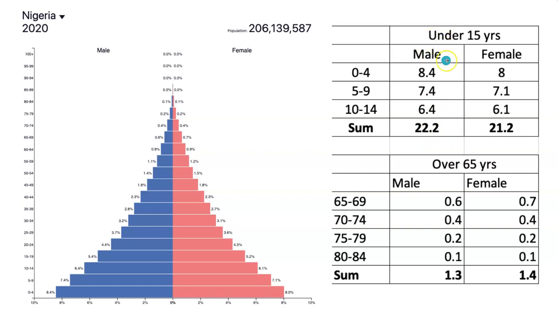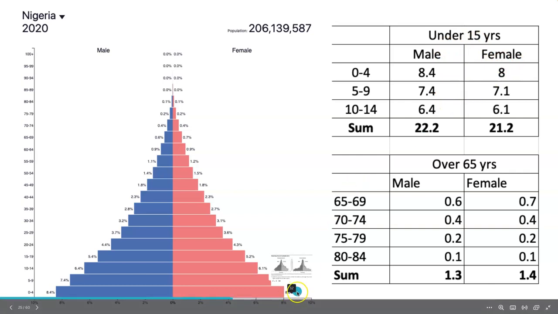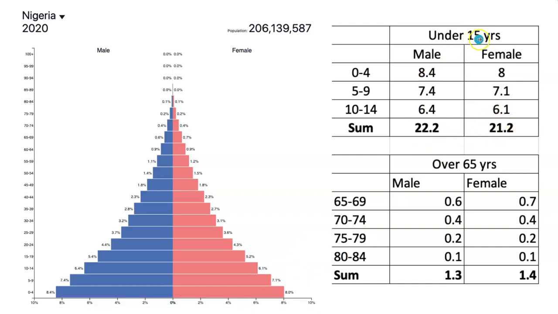So the male population out of 100, 22.2% was the younger generation under 15 years old. In female, 8 plus 7.1 plus 6.1 is 21.2. So we can see the under 15 years old male and the female population.